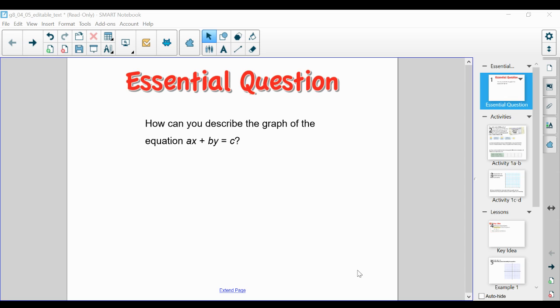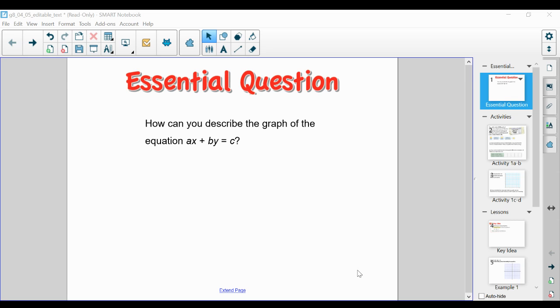So far we have been focusing on slope-intercept form. Today we are going to be talking about a brand new form that is called standard form. And the essential question that we are going to be completing today is how can you describe the graph of the equation ax plus by is equal to c?